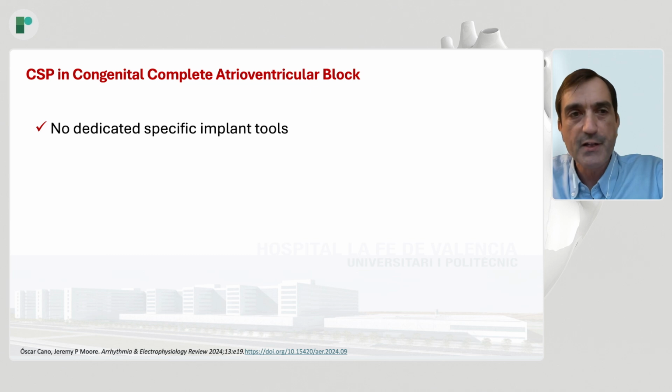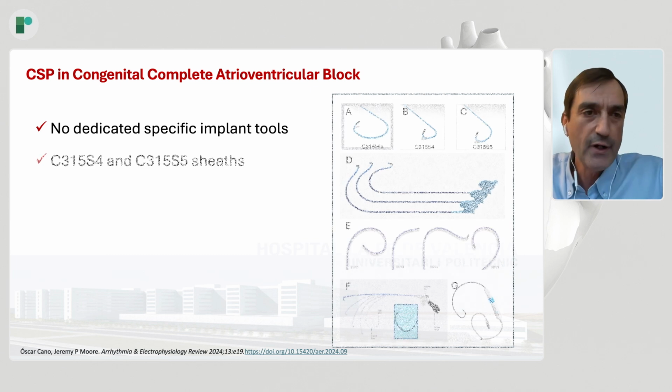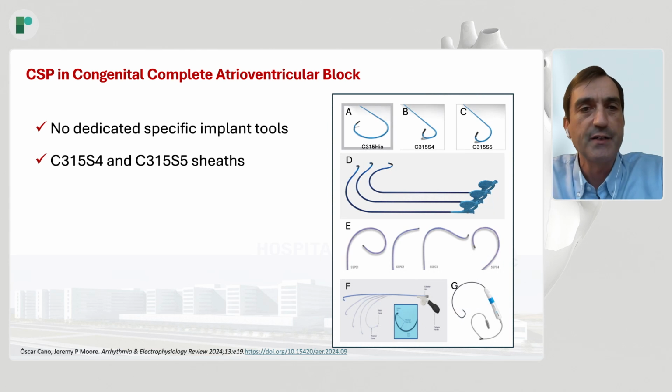So specifically for congenital complete atrioventricular block, we don't have dedicated specific implant tools, and we typically use the 315S4 and 315S5 sheaths, which are sheaths that were designed for selective site atrial pacing, but that work really well for these small patients.